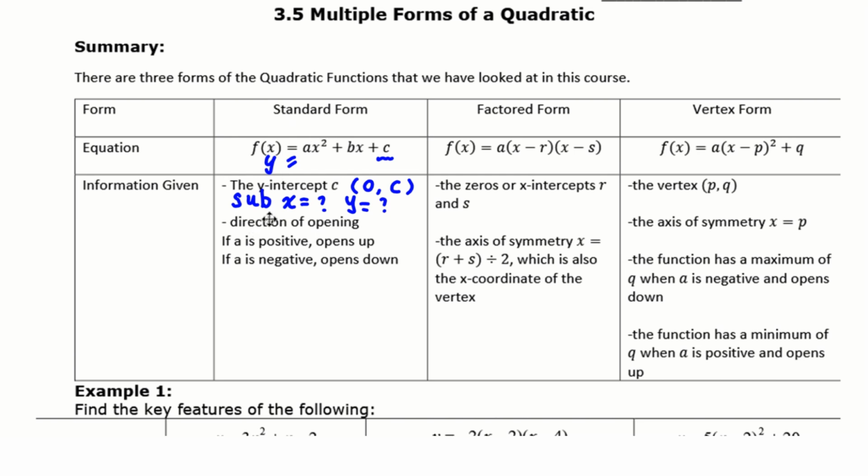And from standard form, you are able to see whether it opens up or down. If a is greater than 0, then the whole graph opens up. If a is less than 0, then the whole graph opens down. So if it opens up, at the vertex it's the lowest point, you have a minimum y value. And if it opens down, then at the vertex you have a maximum y value. Vertex is the turning point. And from factored form, you are able to see the zeros right away. So it's (r, 0).